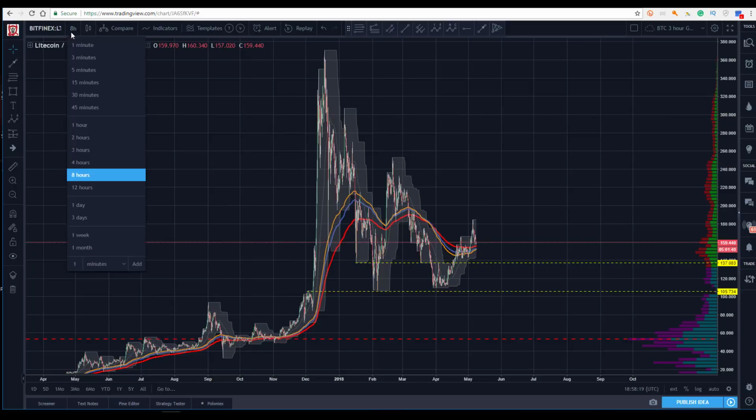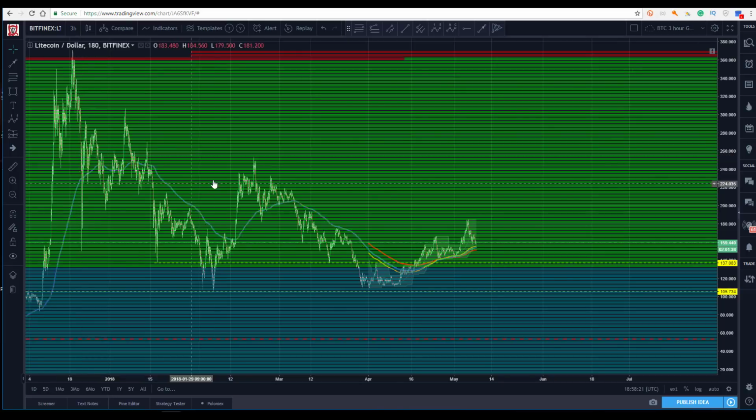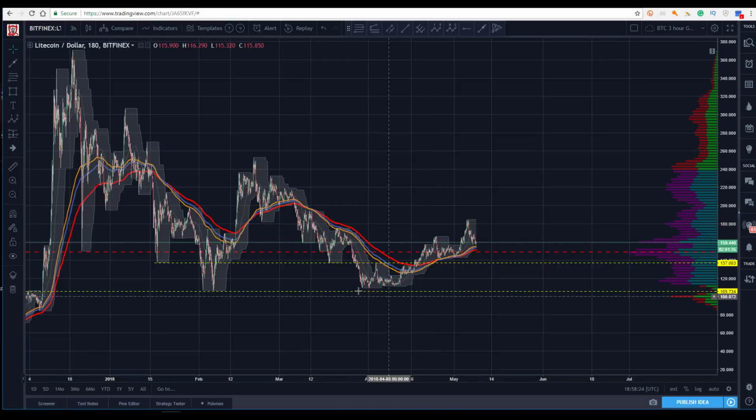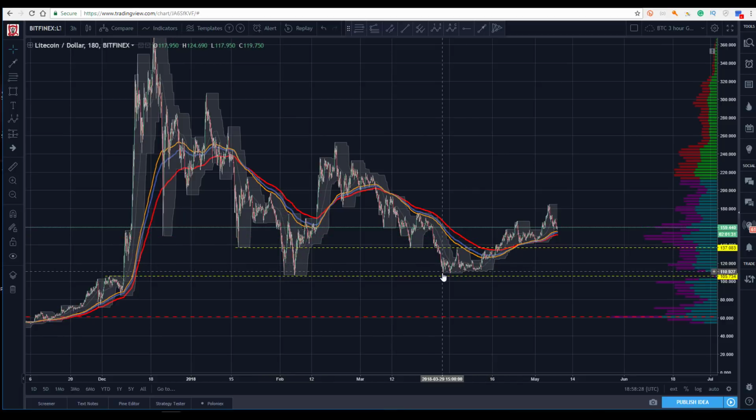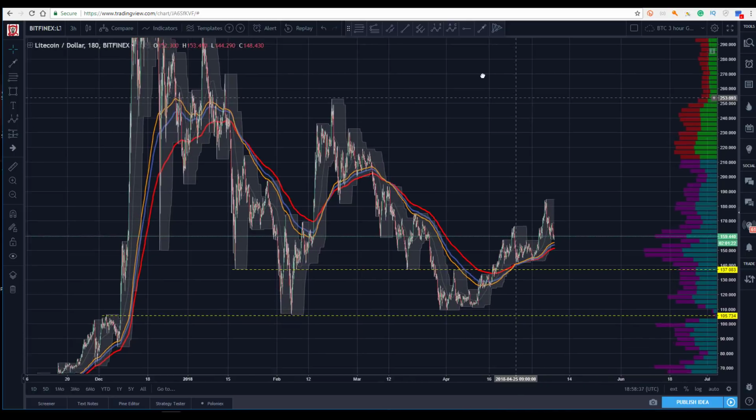Well, let's go down to get to a 3-hour. And you'll see this phenomenon again, where we have just shy of a double bottom here. Right? It's just shy. So could that be? Let's pop this up a little bit, get a better look at it.